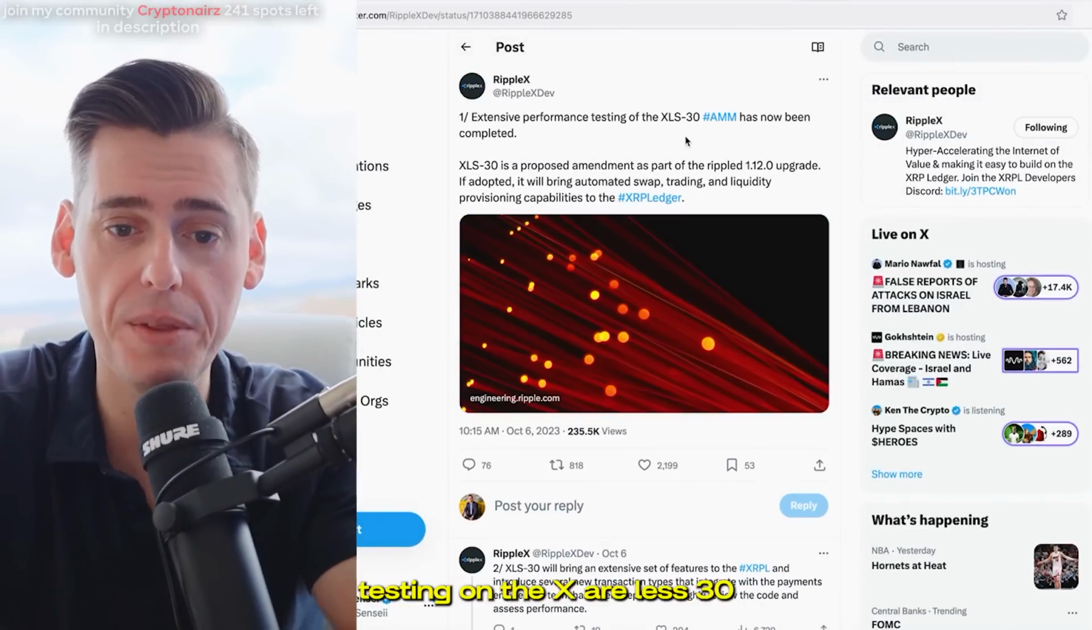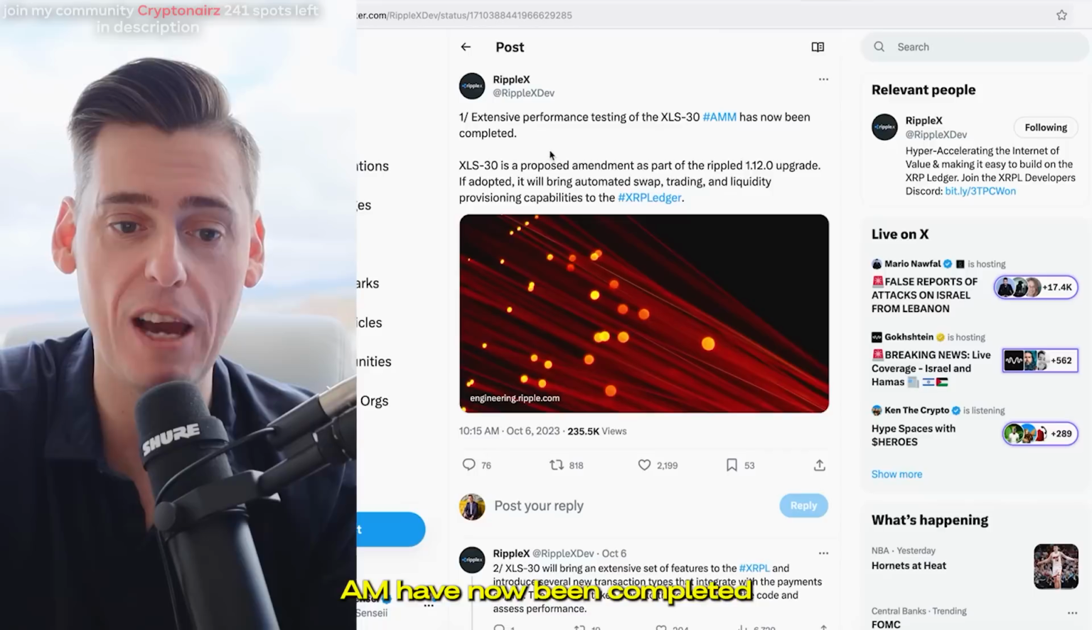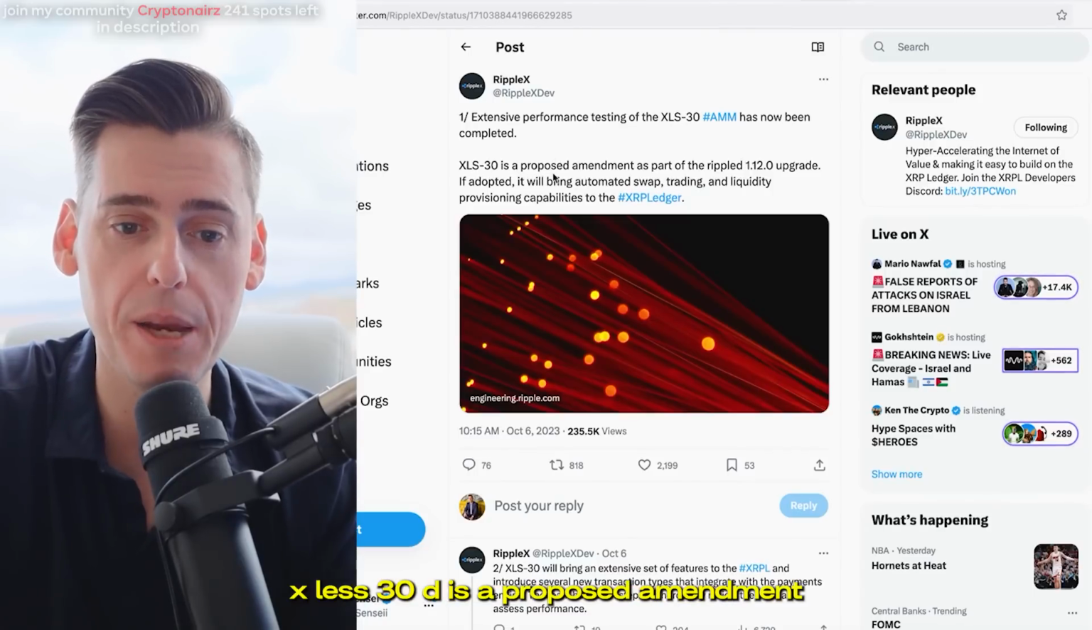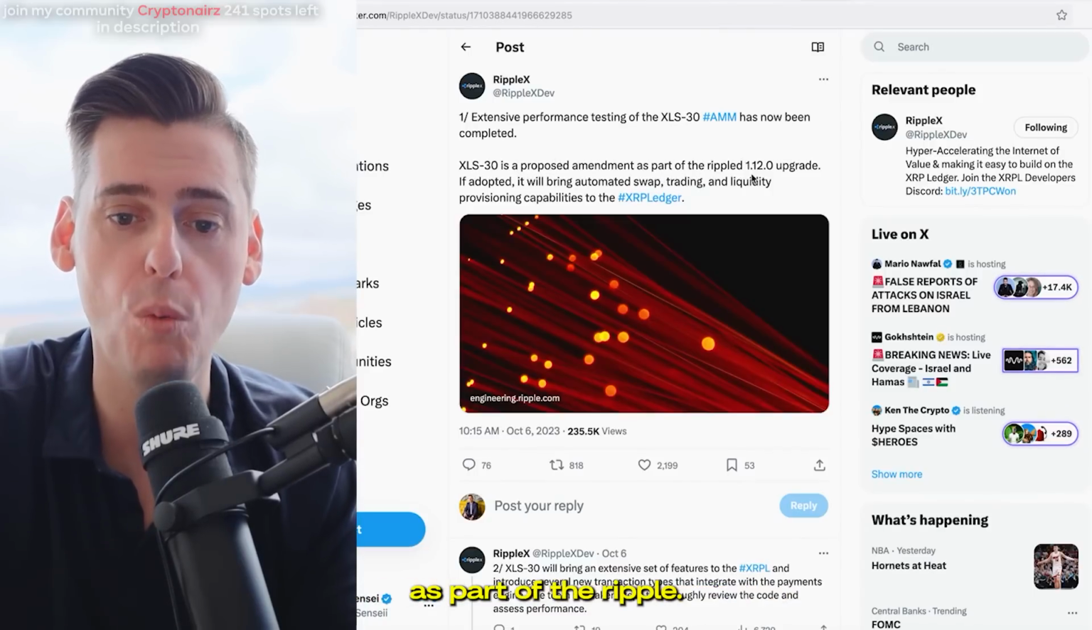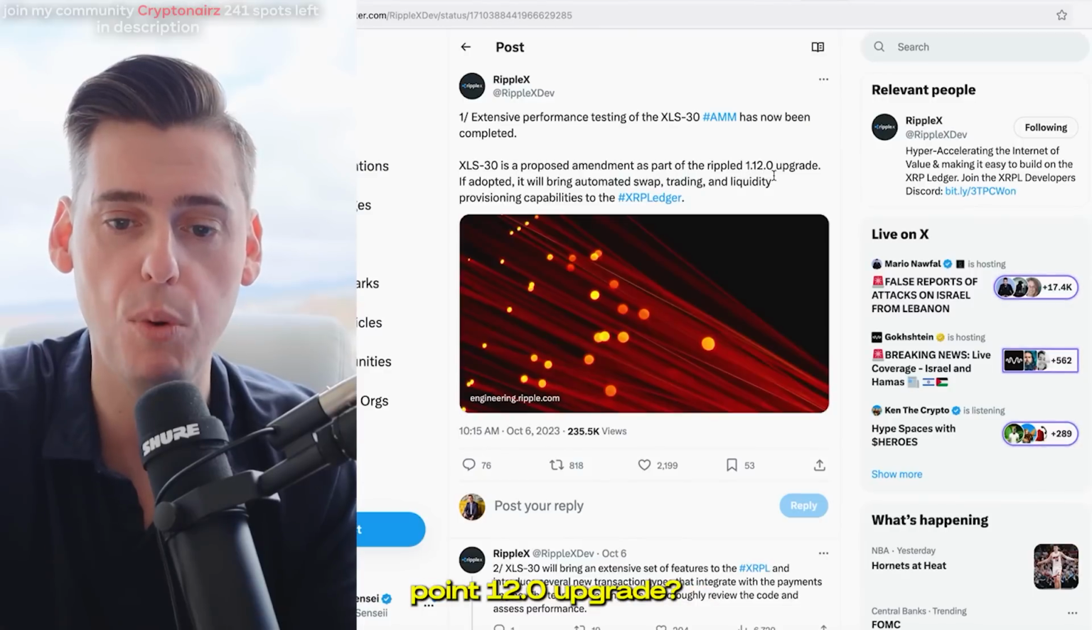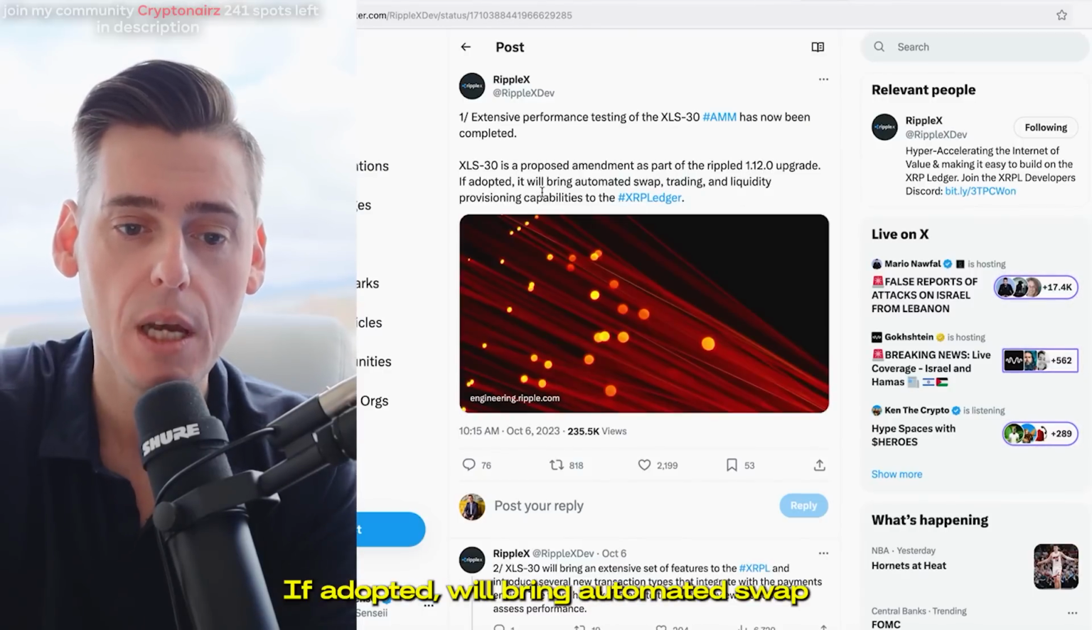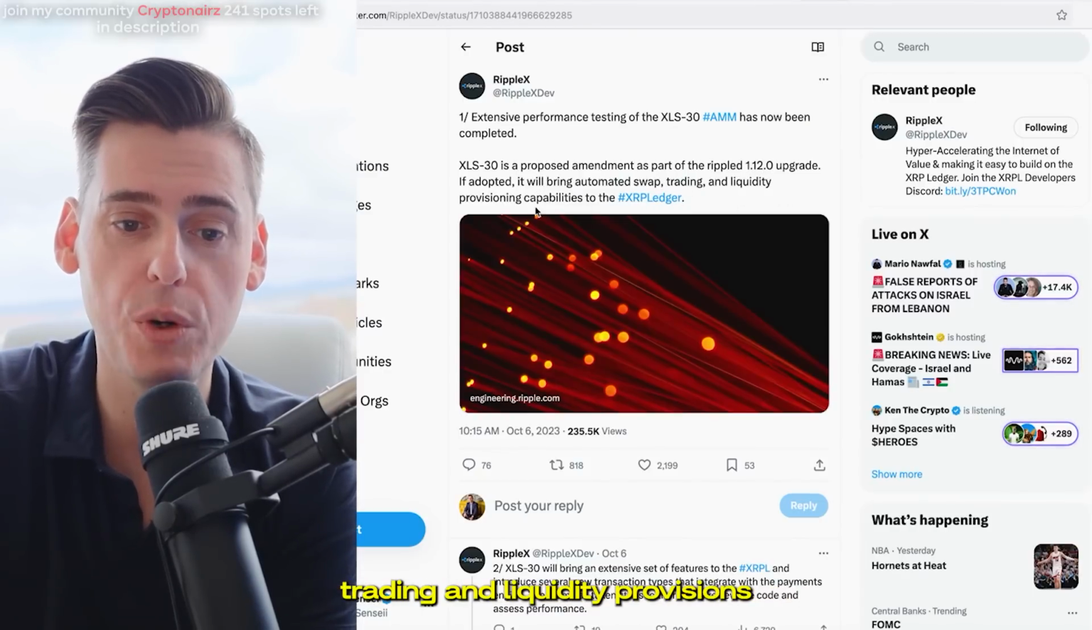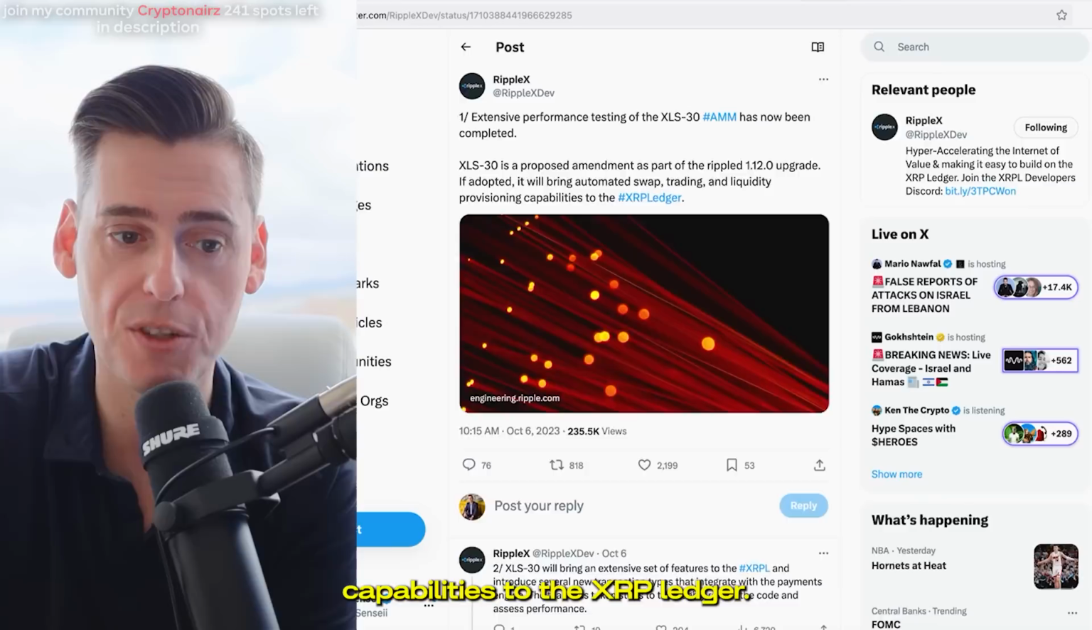Extensive performance testing on the XLS-30D AMM has now been completed. XLS-30D is a proposed amendment as part of the rippled 1.12.0 upgrade. If adopted, it will bring automated swap, trading, and liquidity provision capabilities to the XRP Ledger.